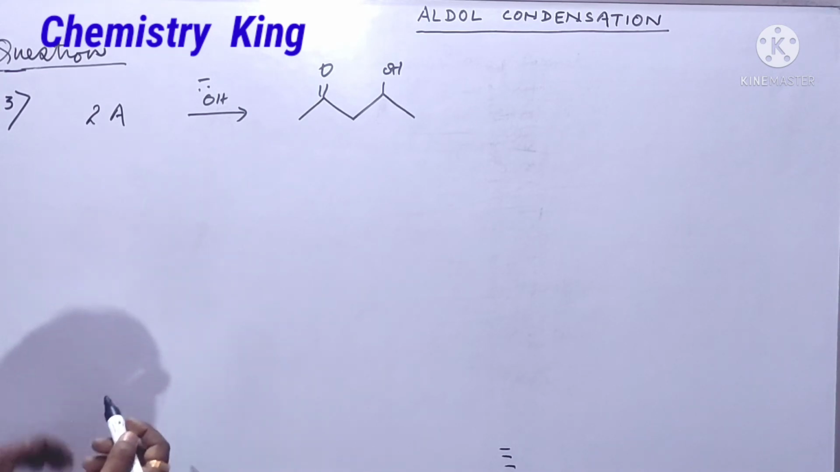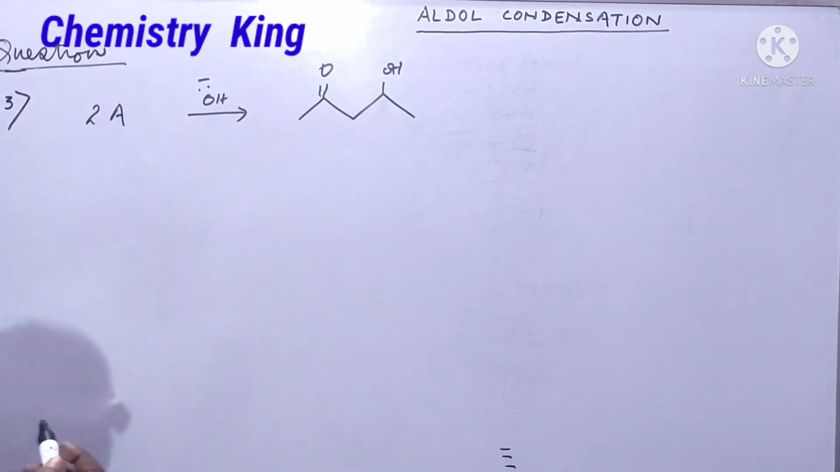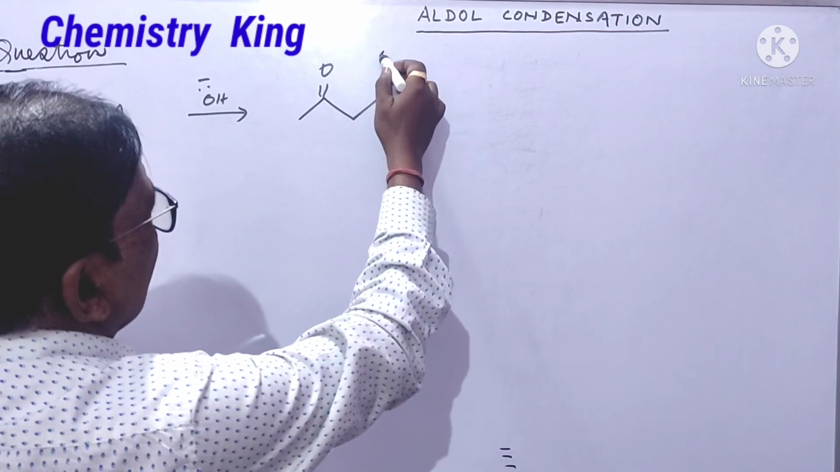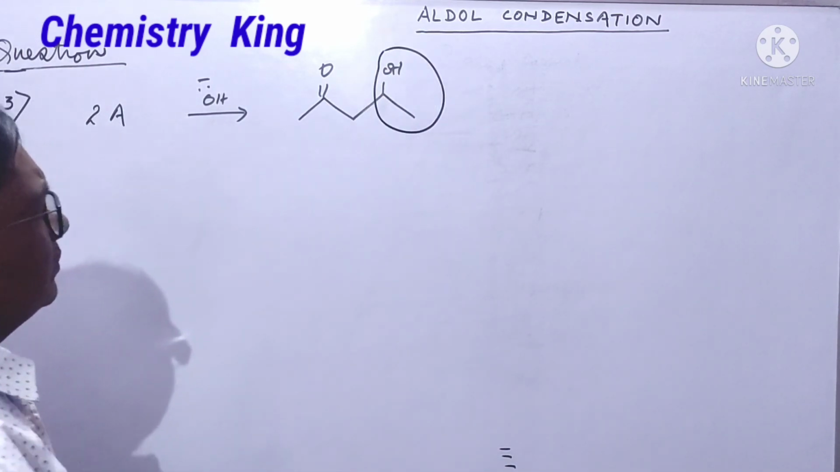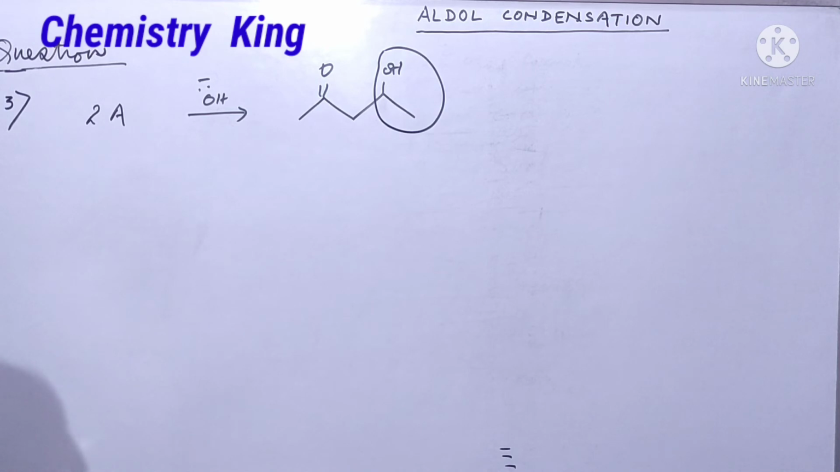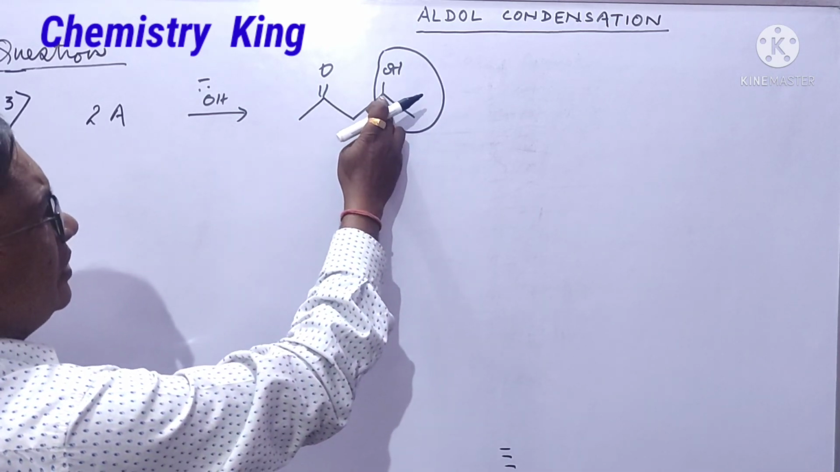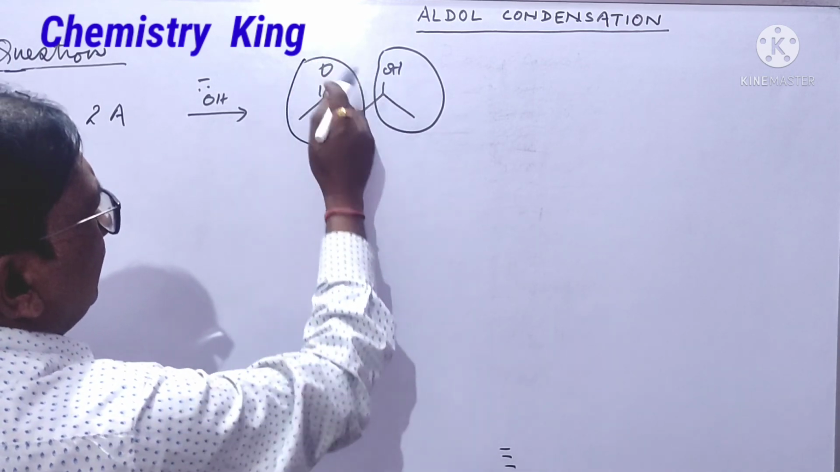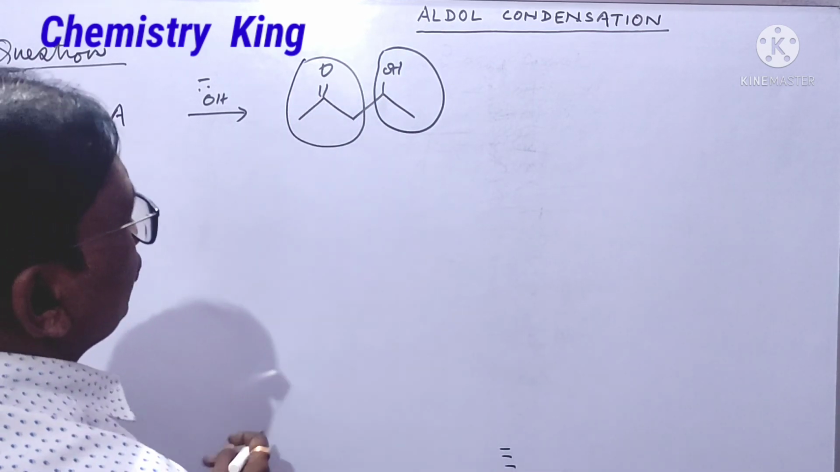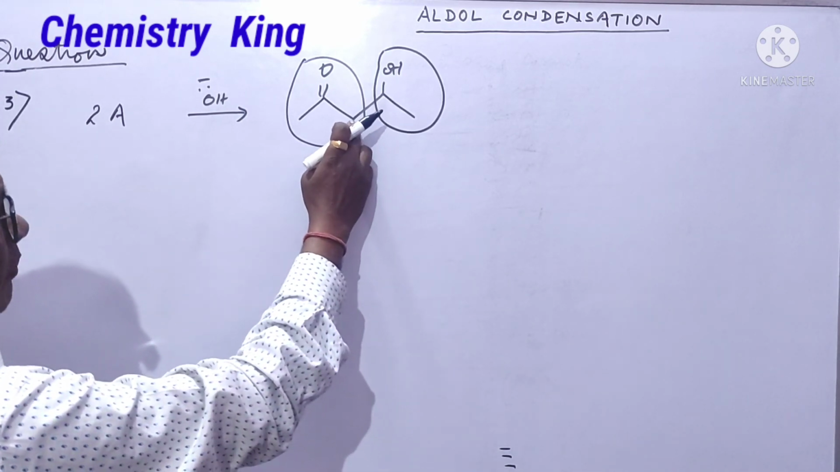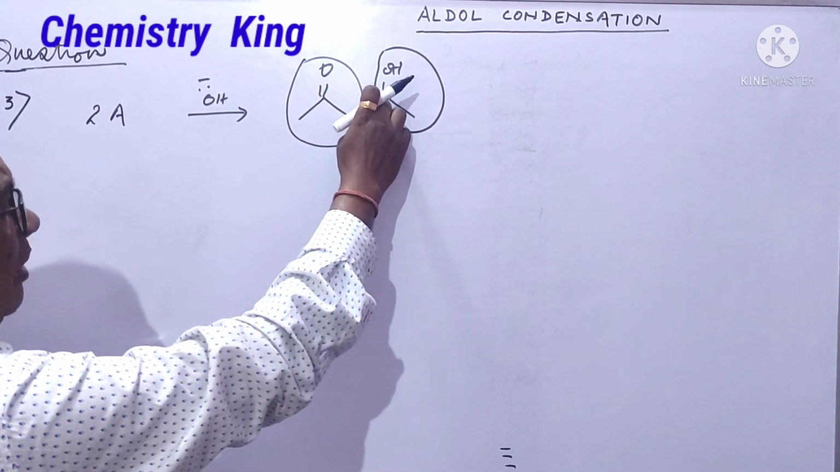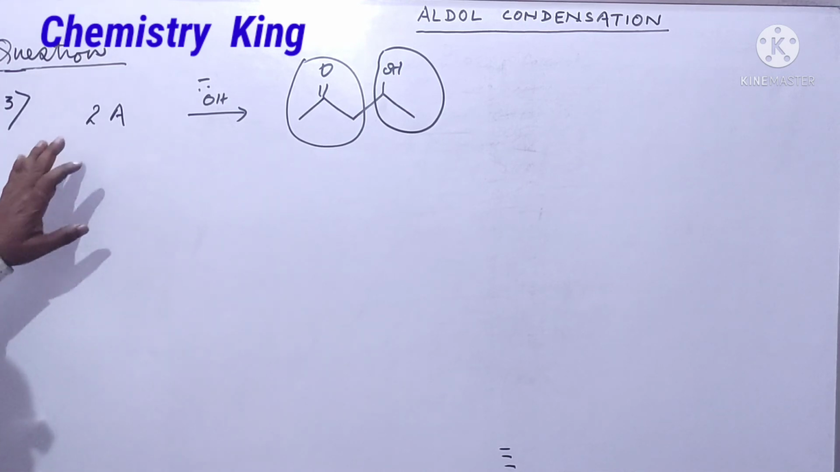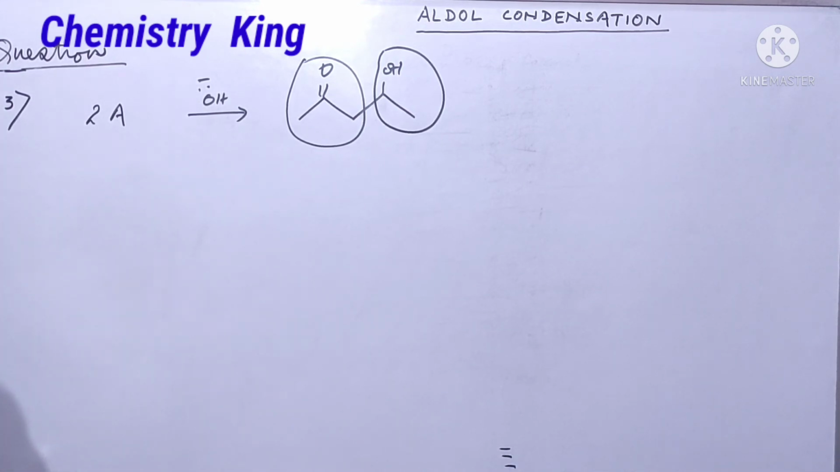And to know the reactant, this part, perhaps it is acetaldehyde, CH3CH double bond O, and this is acetone, three carbons, it is acetone, and the carbanion of acetone will attack the carbonyl carbon of acetaldehyde. So the reactant will be acetone and acetaldehyde.